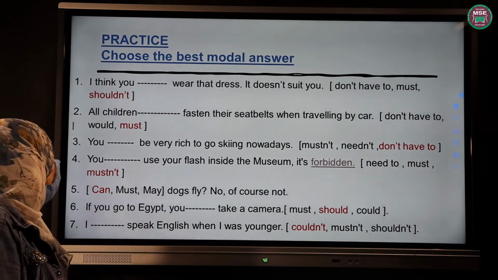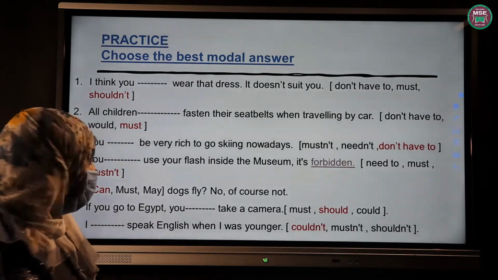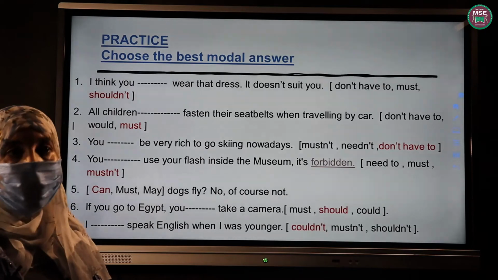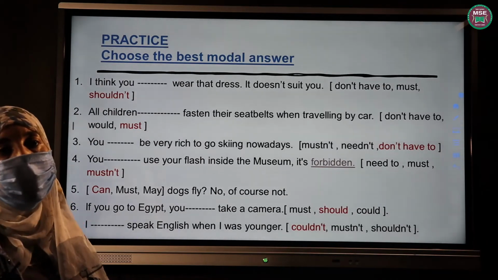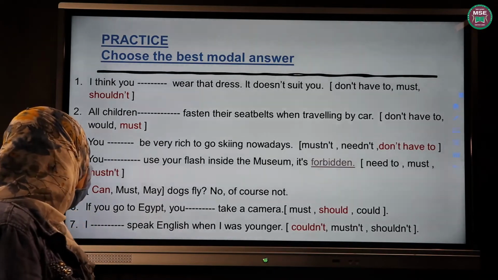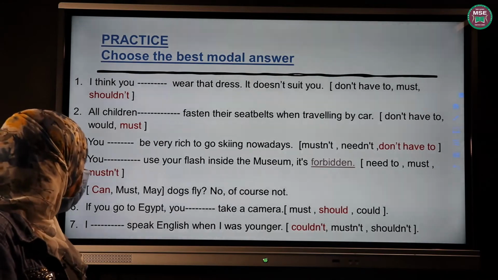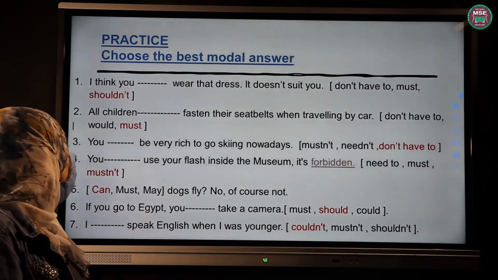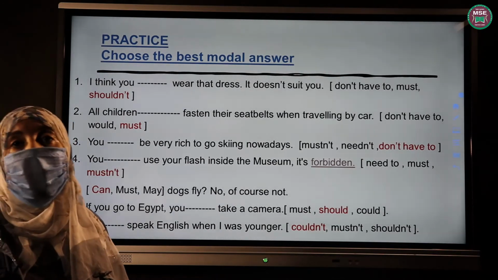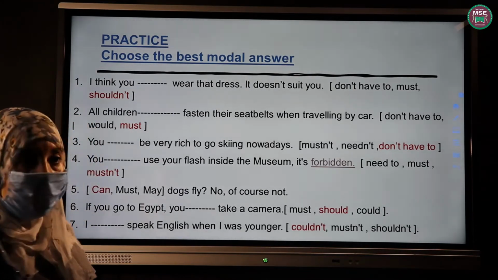Number 6: if you go to Egypt, you take a camera. Again, it's a kind of advice. You should take a camera if you go to Egypt. It's my point of view, it's the best thing to do when you go to Egypt, to take a camera. Number 7: I speak English when I was younger. Here it's a kind of ability in the past. I couldn't speak English when I was younger, right?